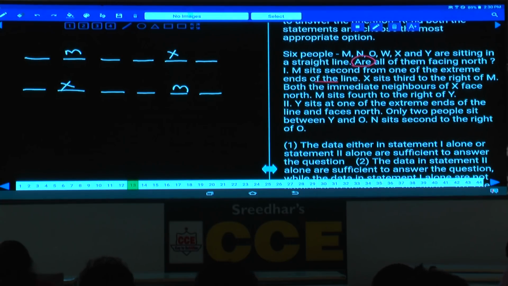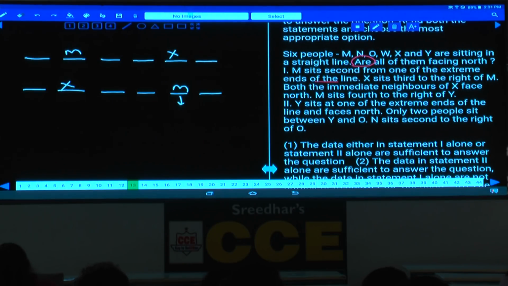Now all the persons are facing towards which direction? North. As all the persons are facing towards north, if you take X at this place, then this person is facing towards south, isn't it? M sits fourth to the right of Y. M sits second from the extreme ends of the line. M can be at the extreme ends of the line.